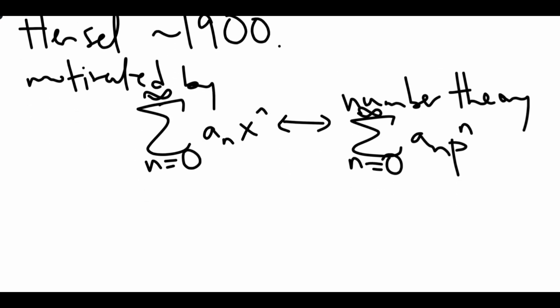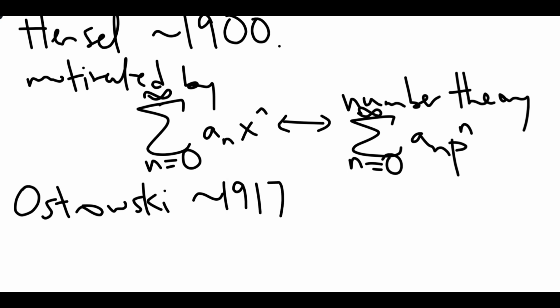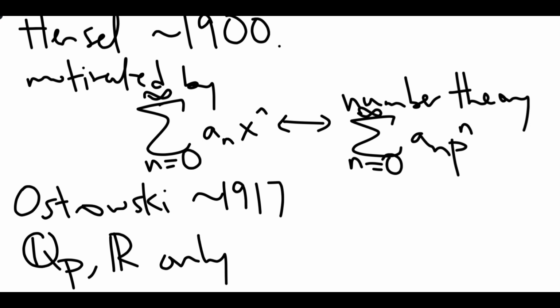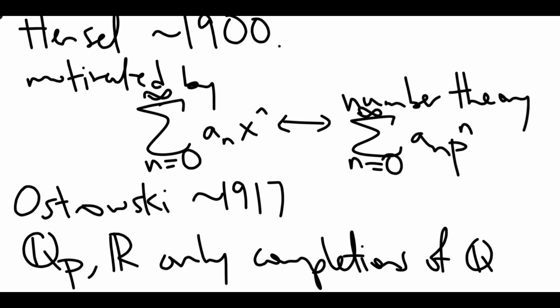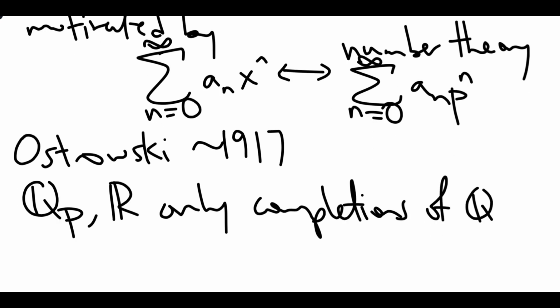Perhaps one of the first interesting results in this direction, I think this was around 1920 or maybe 1917 actually, Ostrowski proved that essentially the p-adic numbers, which are usually written Q_p, and the real numbers are in some sense the only extensions of the rational numbers. Actually, they're the only completions of Q with respect to some absolute value. So I'll say more about what that means.